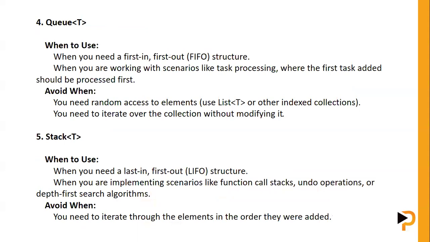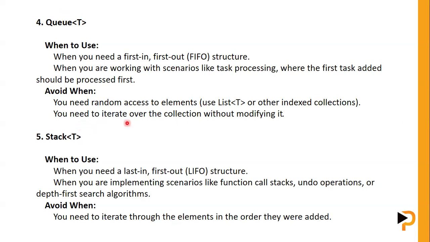Queue: if your product is supporting this first in, first out kind of ordering of elements. When you're working in scenarios like task processing, where the first task is added and the first task should be completed, then in that scenario, you can go ahead with the queue. Avoid it when you need random access. What are the disadvantages of the unordered collections? Obviously, these are the advantages of these things. If you need random access, then in that scenario, queue is a little bit not useful.